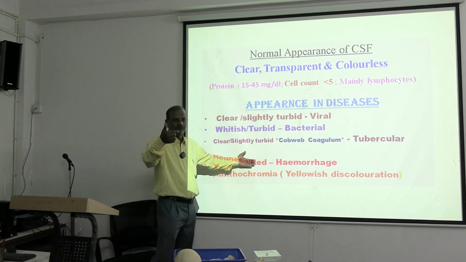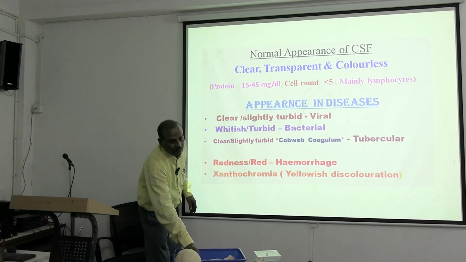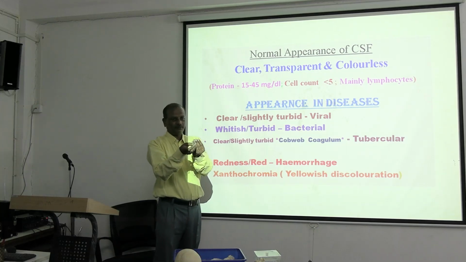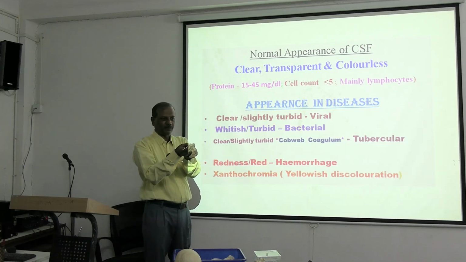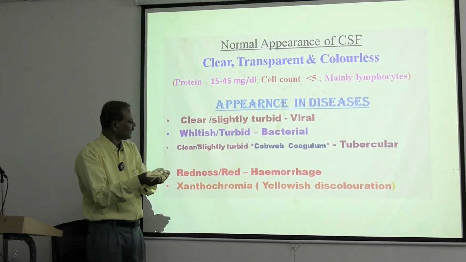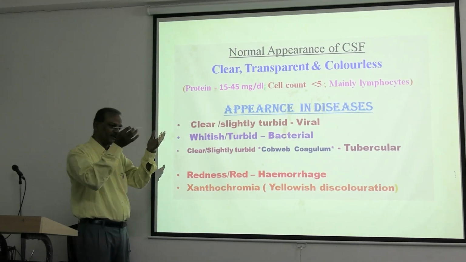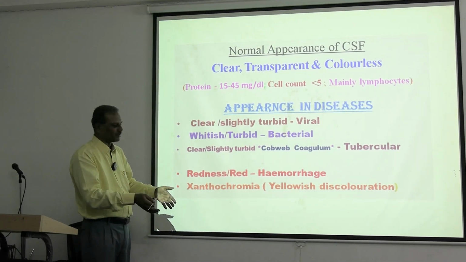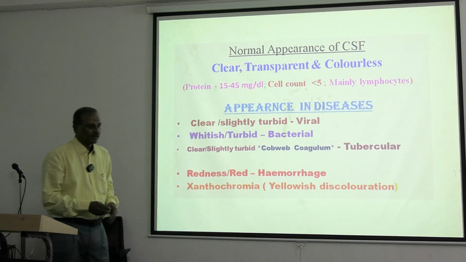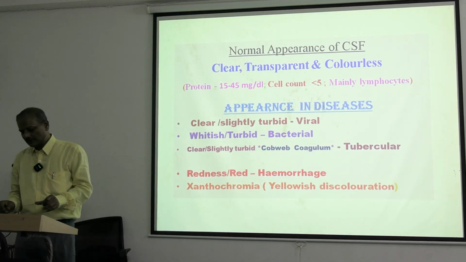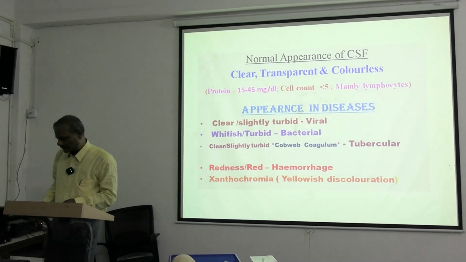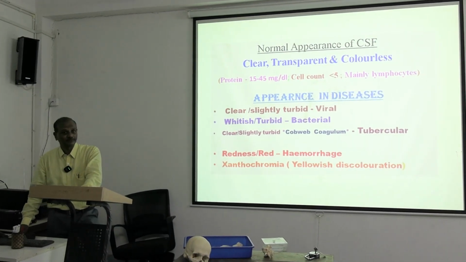What happens while you are inserting the needle is that any capillary can come in the way, and that capillary can be punctured. Blood will come into the CSF through the lumbar puncture needle. Otherwise, if there is a hemorrhage in the subarachnoid space, you will get frank hemorrhage also. And xanthochromia means yellowish discoloration of the CSF. I have diagnosed one case of subarachnoid hemorrhage and I found xanthochromia, because these are cases where you will not get that golden opportunity to see.